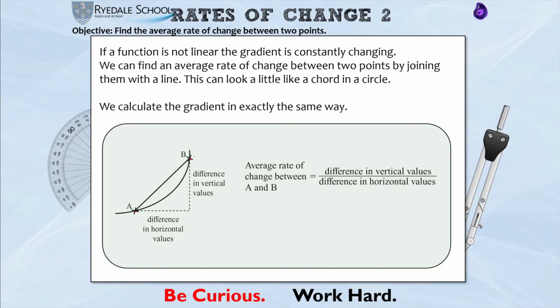So we join them up with a line that looks a lot like a chord and we just find the gradient of that line. And we can do that in exactly the same way that we were finding gradients last lesson. So we can either draw in a triangle or, if you prefer, express the coordinates and use the formula. I will probably, since we have graphs today, be using the method of drawing in triangles.